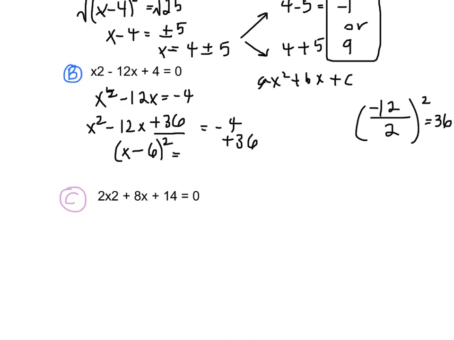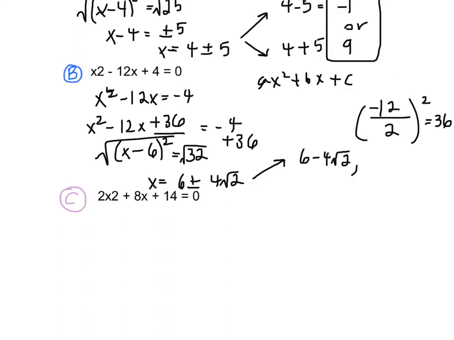So we simplify the other side and we get 32. And now we're just going to solve the same way we did the other problem. Except this time we have 4 root 2 as our simplified version of root 32. Therefore we can have 6 minus 4 root 2 or 6 plus 4 root 2.